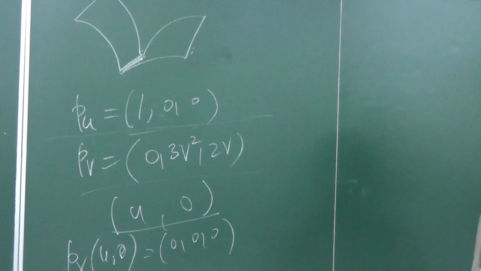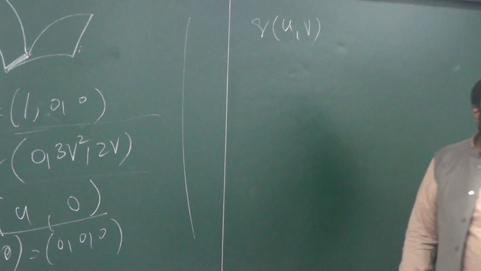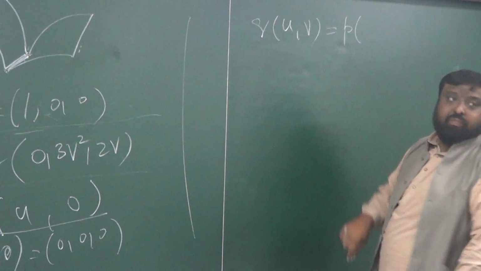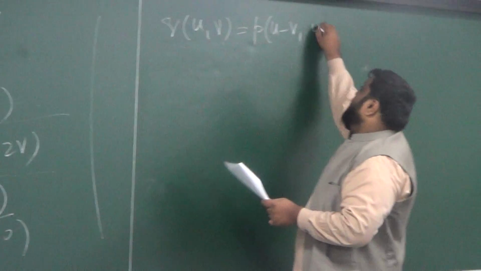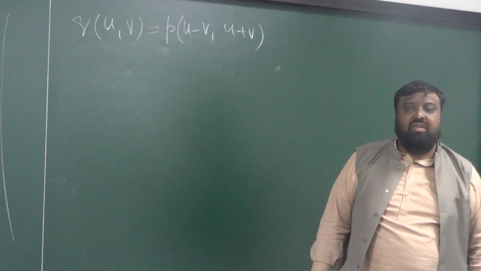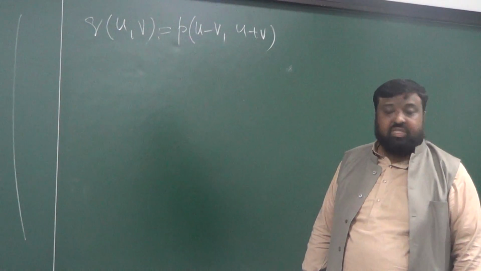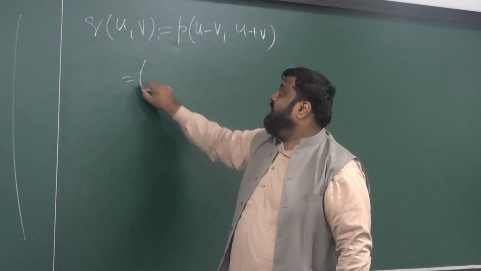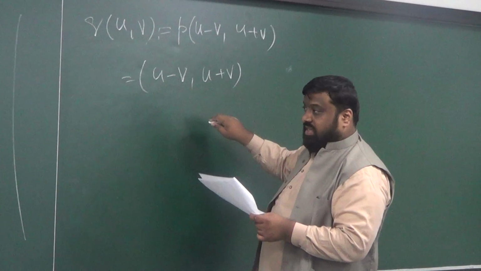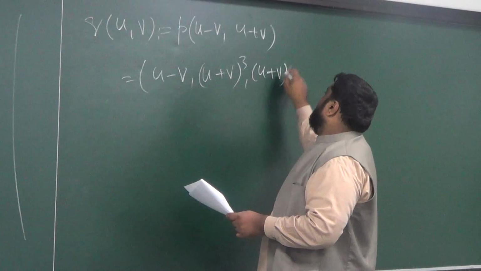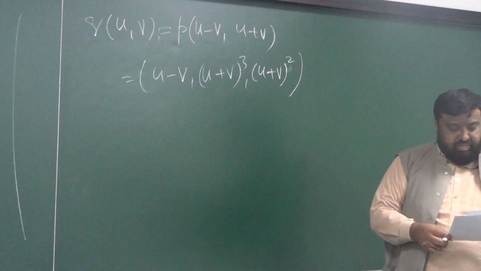One of the possible reparameterizations could be this. Imagine that I'm defining a new parametrization Q of U V, which is defined through P in this manner: P of u minus v, and u plus v. So I'm defining a new parametrization Q of U V, which is P of u minus v and u plus v. So what would that be? It's going to be u minus v and u plus v, and so on, with (u plus v) square. It's a bit of such a map.